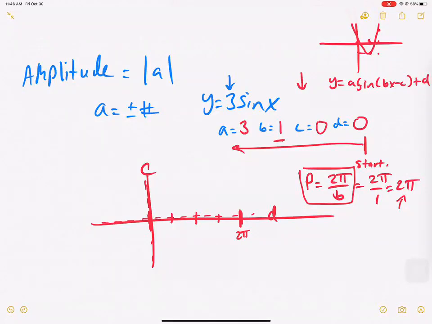What is half of 2 pi? Half of $2 is $1. What's half of pi? Half of $1 is 50 cents. I'm going to write pi over 2. Please do not be afraid of writing pi over 2. Now what's this gate here going to be?